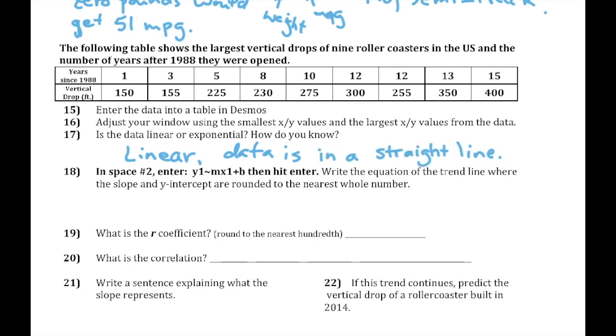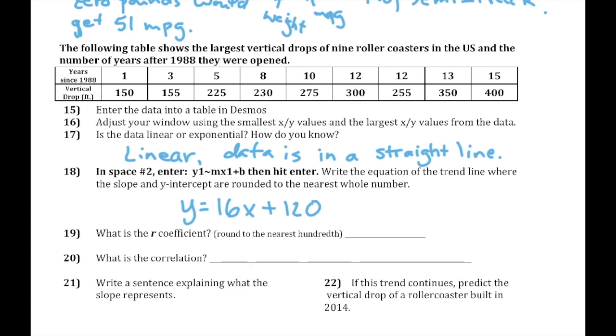So now in space 2, we already did this. We put the y1, the similar sign, mx1 plus b, and hit enter so that we could come up with the information for our equation. And when we did this, we have to remember that we want to round our slope and y-intercept to the nearest whole. And so we get the equation y equals, and now our slope was, what was it, 15.99, and if we round to the nearest whole, that would be 16, times x, plus our y-intercept, which was 119.597, so we're going to go 120.